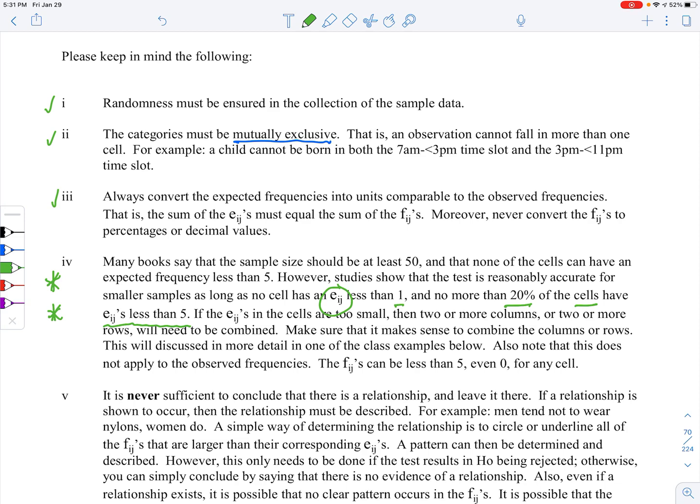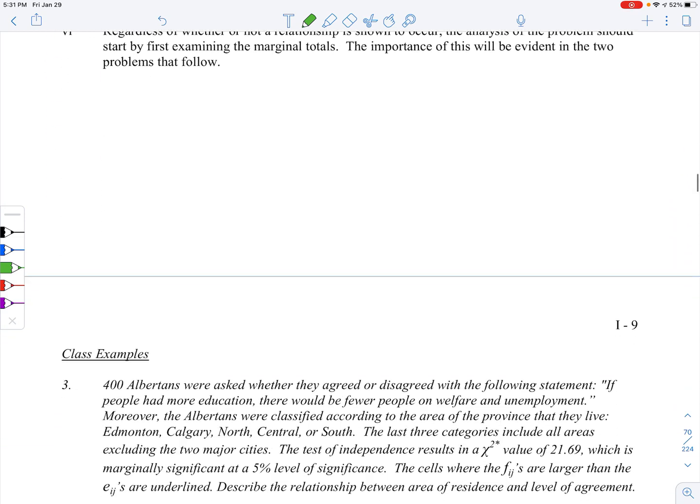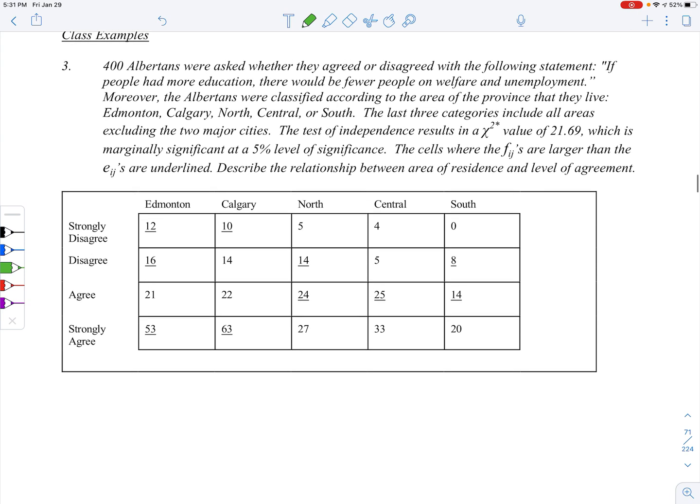So let me explain this a little bit better actually in the next page. And the next page here says 400 Albertans were asked whether they agreed or disagreed with the following statement. If people had more education, there would be fewer people on welfare and unemployment. And then we classified Albertans according to the area of the province that they lived in, either Edmonton, Calgary, North, Central, or South.